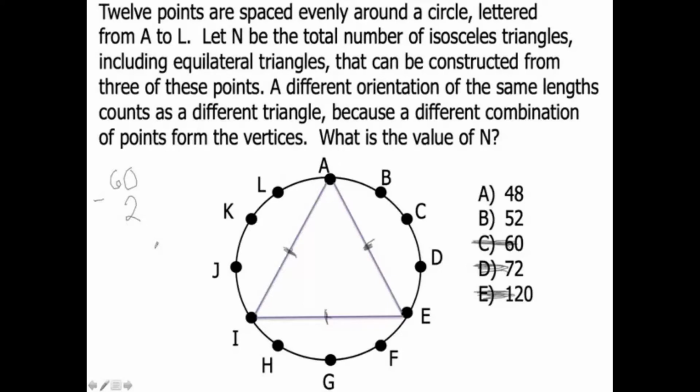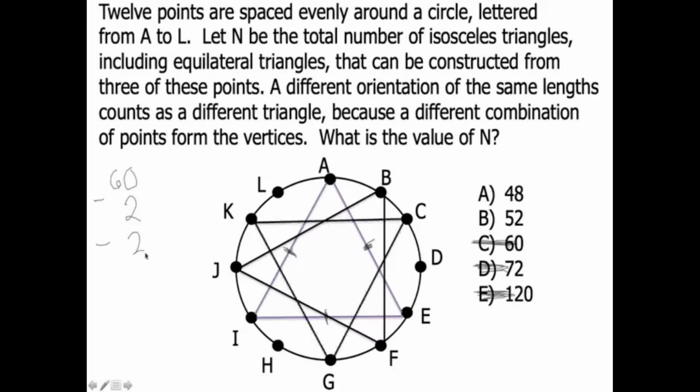How many times overall did we do this? Well, we did it with the points B, F, J. That's an equilateral triangle. So we need to subtract another two from this. And then we did it with the points C, G, K. So we need to subtract another two. And then we did it again with the points D, H, L. There it is, another two. So we don't have 60 triangles. In fact, we have 60 minus 2 minus 2 minus 2 minus 2, which comes out to 60 minus 8, so 52. And 52 is the correct answer here.